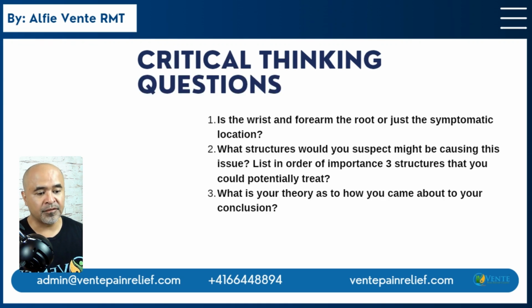And these were the critical thinking questions that I asked you guys to write down and think about for this video that we're doing right now. Number 1, is the wrist and forearm the root or just a symptomatic location? Number 2, what structures would you suspect might be causing this issue? List in order of importance 3 structures that you could potentially treat. This could be more than 3, but these are 3 very specific structures that you would aim to treat. What is your theory as to how you came about to your conclusion? So what was your thinking process, what was the reasoning to get to number 2?